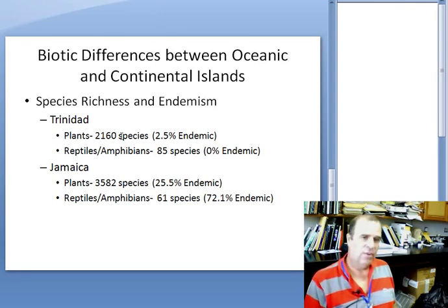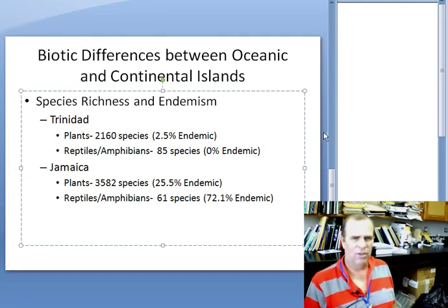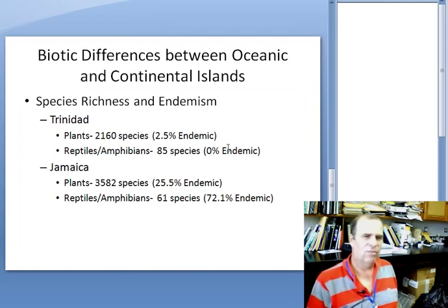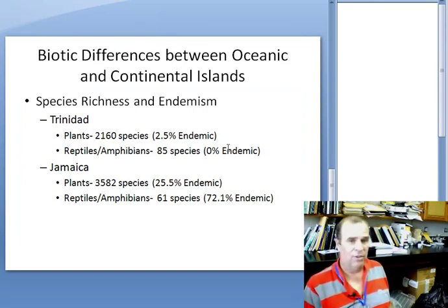If we look at the reptiles and amphibians in Trinidad compared to Jamaica, the difference is much more stark. There are 85 species of reptiles and amphibians in Trinidad and only 61 in Jamaica, despite the fact that Jamaica is twice the size of Trinidad and still has fewer species. Of those species, there are no endemic species of reptiles and amphibians in Trinidad. In fact, I think this is incorrect because we have that golden tree frog in Trinidad, don't we, which is endemic to Trinidad, found nowhere else. But the proportion of endemic species in Trinidad is very low anyway.